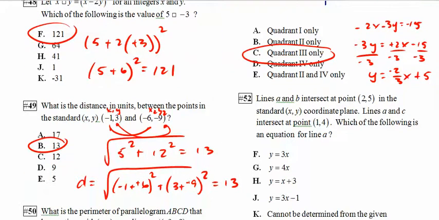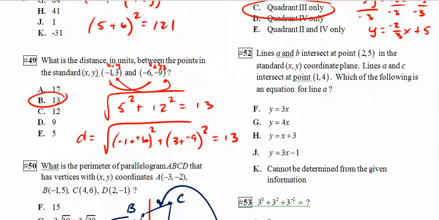Lines A and B intersect at (2, 5). Lines A and C intersect at (1, 4). So we got line A hitting at (2, 5) and at (1, 4). Better be a positive slope. So I don't care about lines A, C, B, C. All I need is line A. So we've got (2, 5), (1, 4). It's a positive slope and it goes up 1.